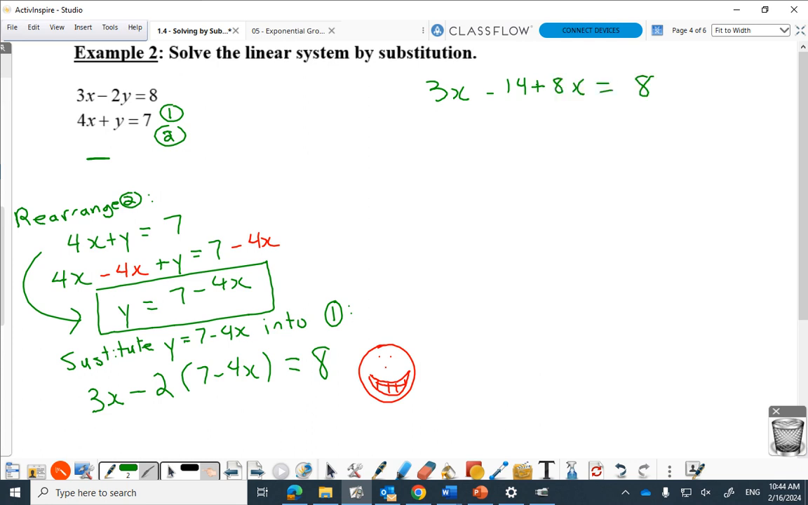Don't let me away with it if that's a problem. Is that okay, that distribution there? Let me write the arrows on there for you. I just took this negative 2 here, and I multiplied by 7, and I multiplied it by negative 4x.